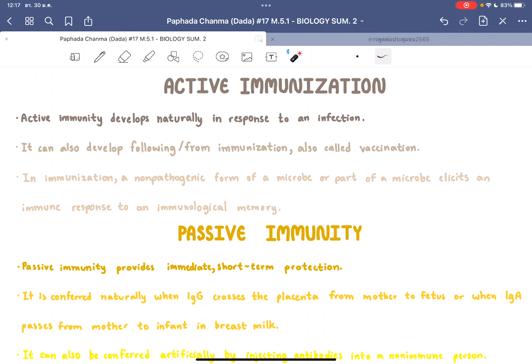Active immunity develops naturally in response to an infection. It can also develop following immunization, also called vaccination. In immunization, a non-pathogenic form of a microbe or part of a microbe elicits an immune response and immunological memory.